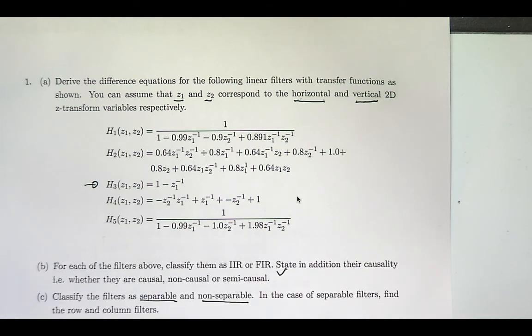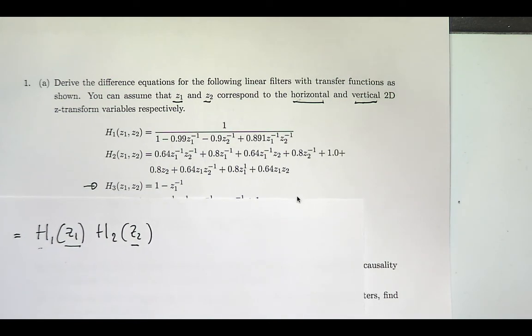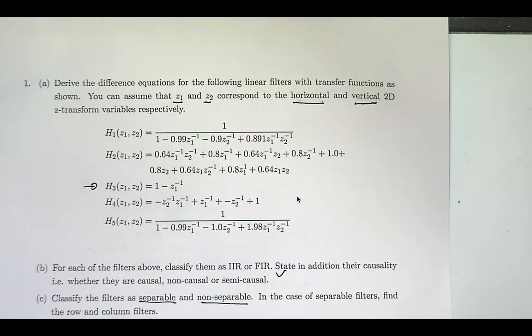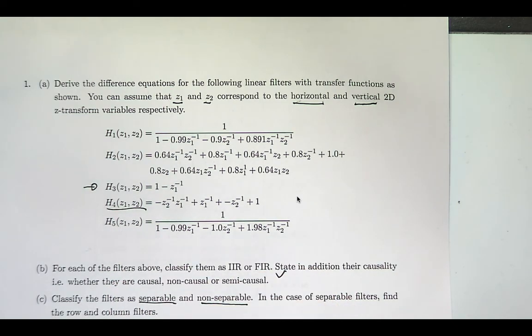Right, so X3, is that a separable filter? Bit of a trick question here. So it is, because there is no term in Z2, so you can say the polynomial for Z2 is just 1, okay? So it is. All right, so let's look at H4. Can you write that down as a product of two polynomials?